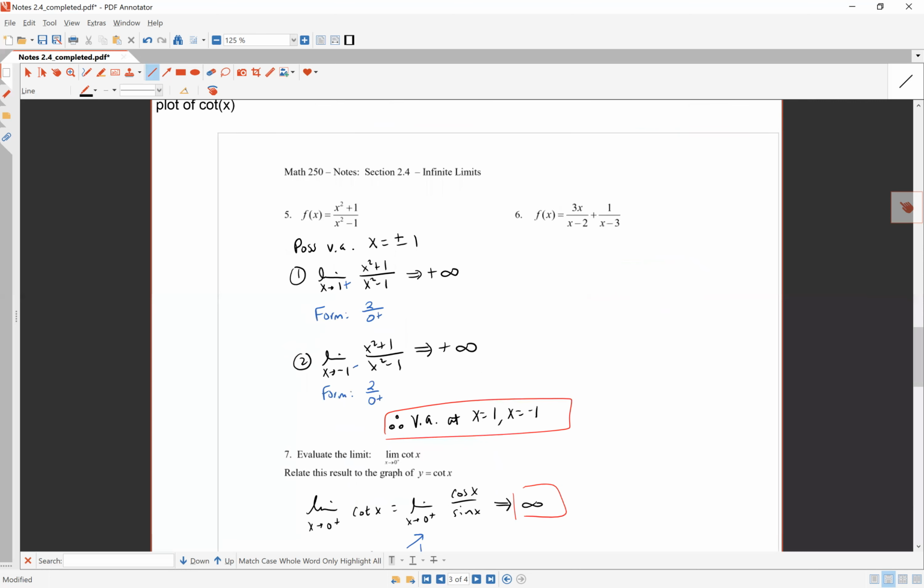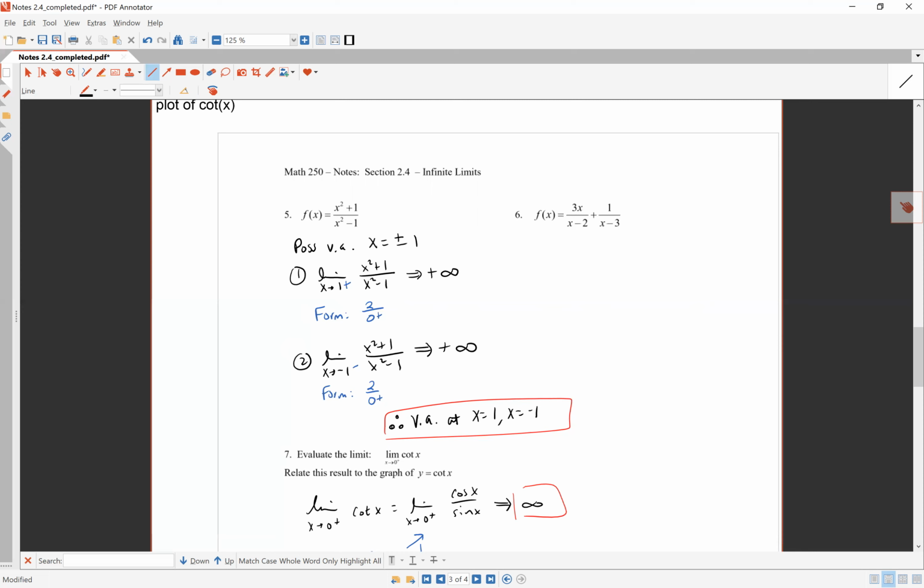Okay, well, for number 5, of course, you have a possible VA, a possible vertical asymptote. So let's look at 5. You look at where the denominator is 0, and it turns out it's 0 at x equal to 1 or x equal to negative 1. And the numerator is never 0.